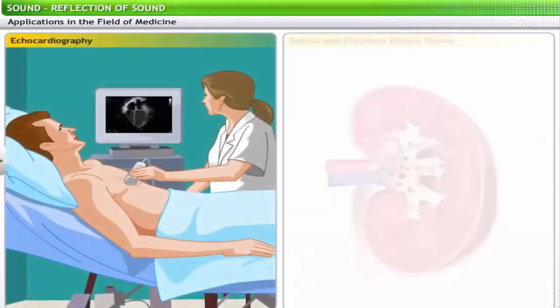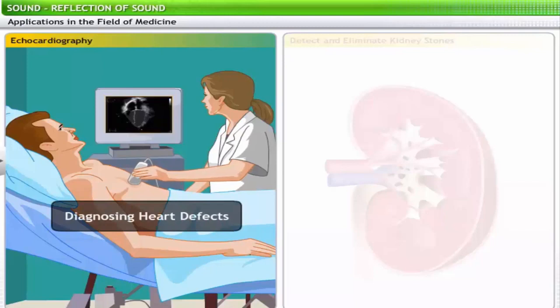For example, ultrasounds are used in a technique called echocardiography. This technique is used to diagnose any defects in the heart by obtaining the image of the heart. Ultrasonic waves are made to reflect from various parts of the heart, and the reflected waves form the image of the heart.